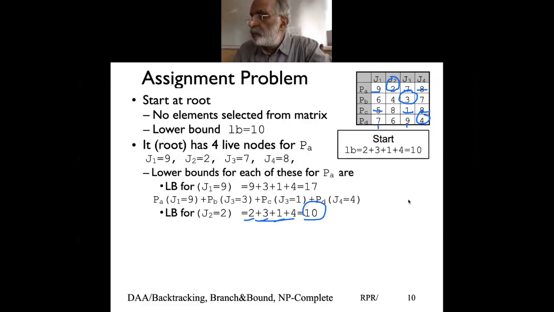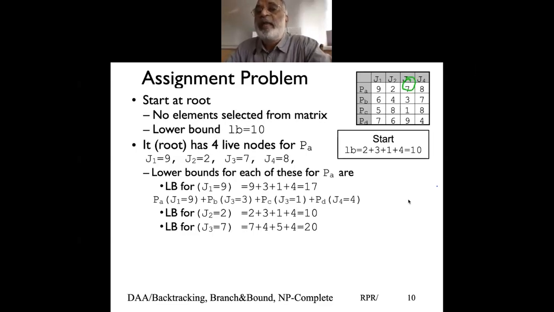Same way we evaluate if person 1 does job 3. When person 1 does job 3, now job 3 has already been assigned. That means this job cannot be assigned to anybody else. So choices for person 1 are either job 1, job 2 and job 4. Minimum happens to be 4 because job 3 is already assigned. So this job 3 cannot be done. So minimum for person 2 is 4. Minimum for person C with 5, 8 and 8, which is 5. And minimum for person 4 is 7, 6 and 4, which is 4. So we get 20. And same way we evaluate when person 1 does job 4.